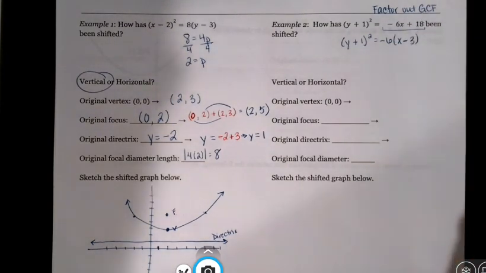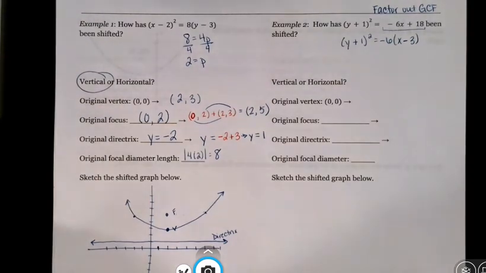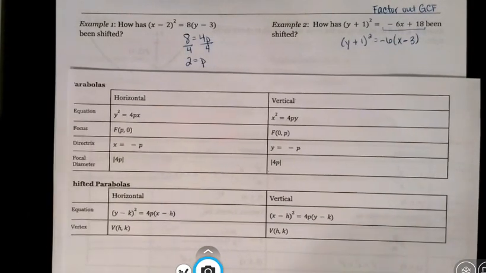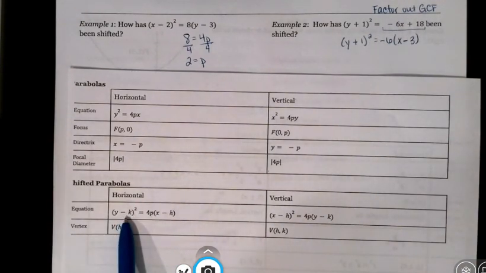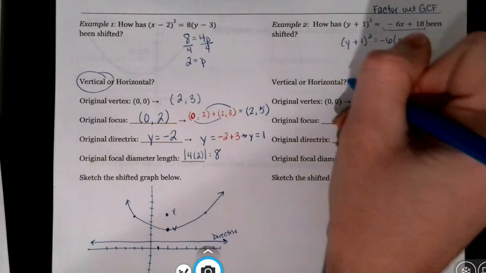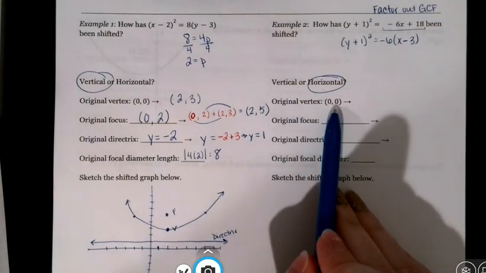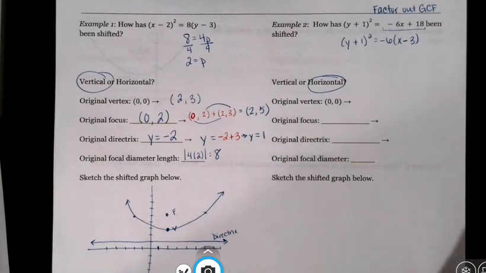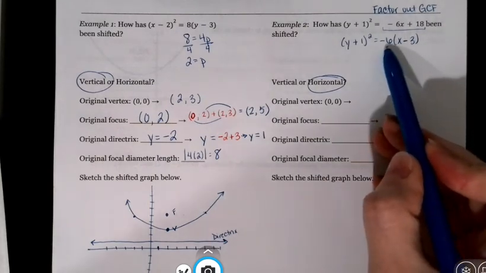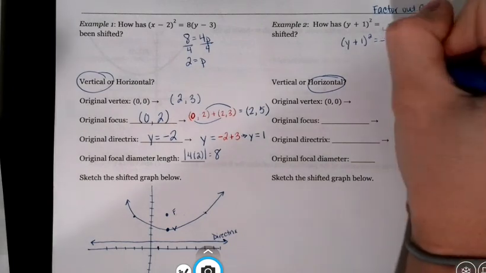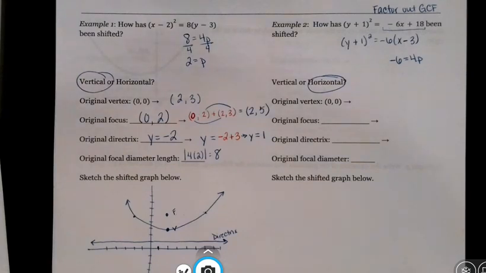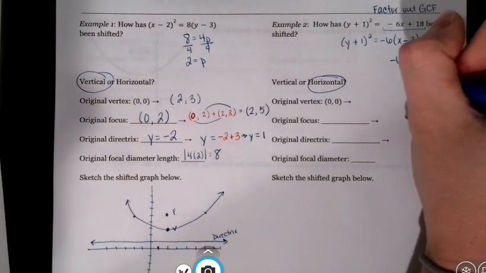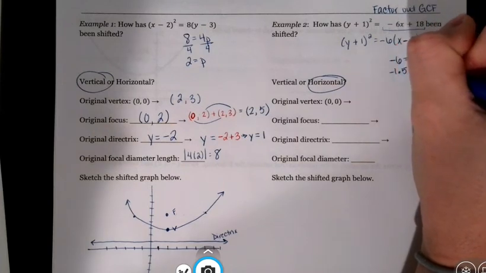So now I can go ahead and figure out a couple things. Looking at my formula sheet, I do have y plus 1 in parentheses squared, and so it looks like it's going to match this template, so it's going to be horizontal. So my original vertex is 0, 0. My original focus is based on my p-value. So again, I take my -6, the number that's in front of my parentheses, and I'm going to set it equal to 4p. And I'm going to get a decimal, and that's okay. So I get -1.5 equals p.